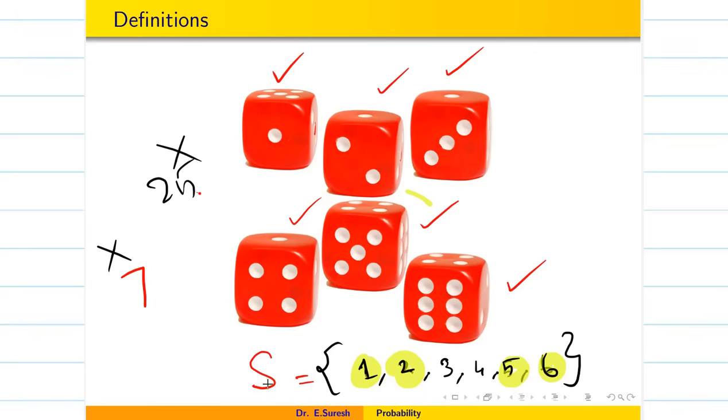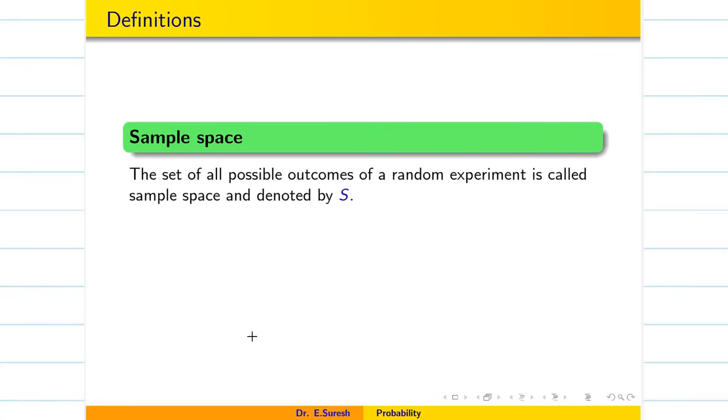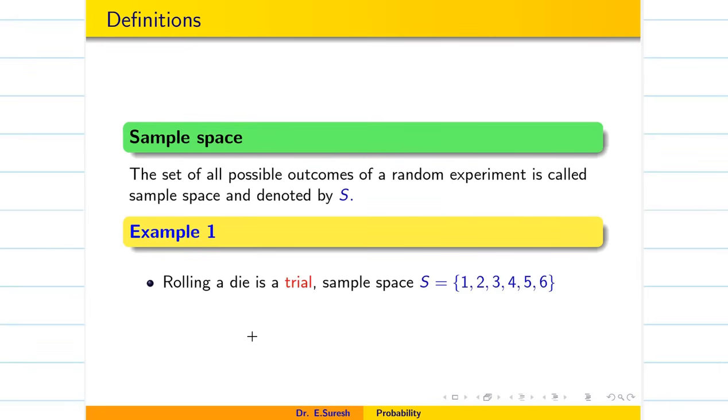So I am going to name this collection as capital S. Capital S is called the sample space. So what is meant by sample space? The collection of all the possible outcomes is called the sample space. Now you can see the definition. Rolling a die is a trial because you are rolling one time, and the sample space is 1 to 6.